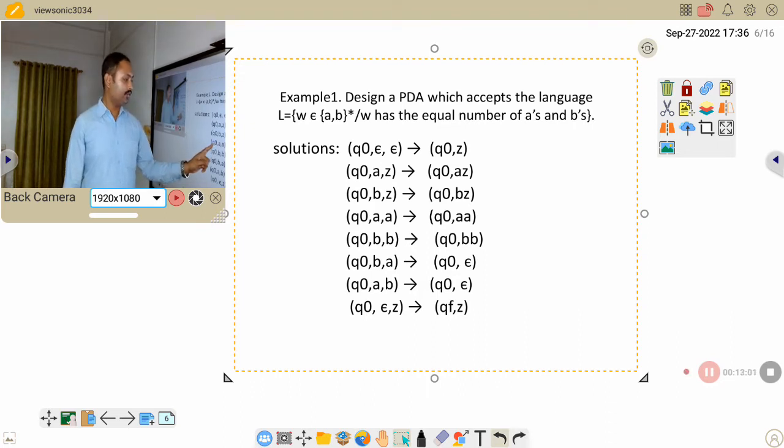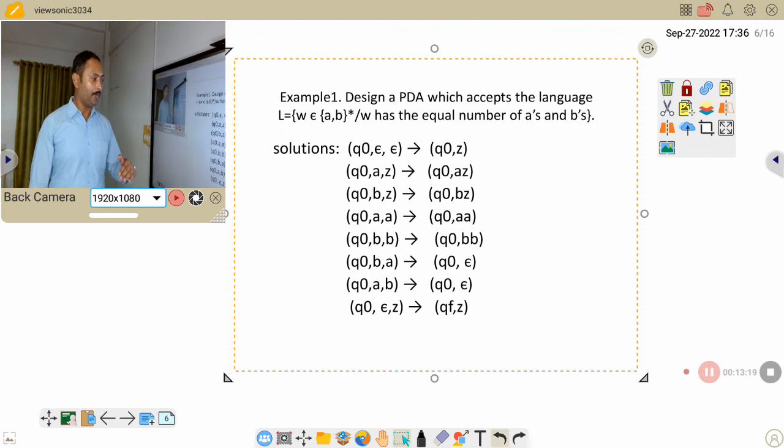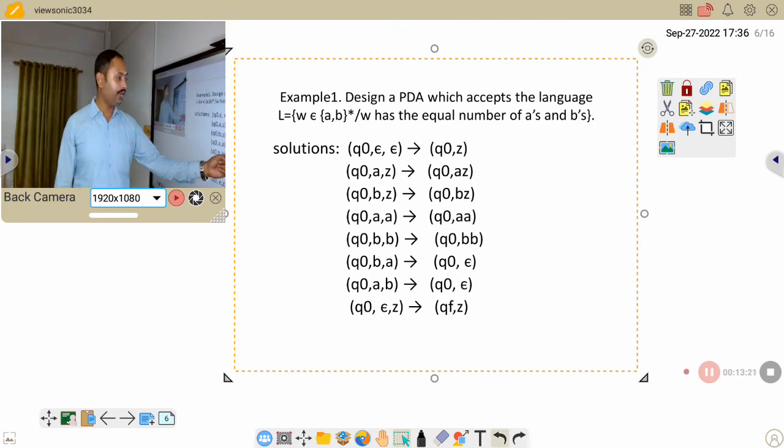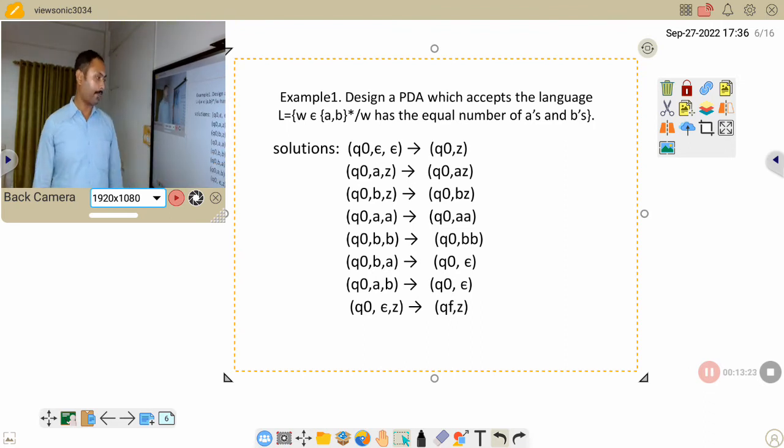Now we are accepting A again. So here Q0 is the present state, the inputted symbol is A, and what is the top symbol of the stack? That is also A. Now we are going to push A just upon A. That is why it is AA. Now what will happen? The string will start with B.